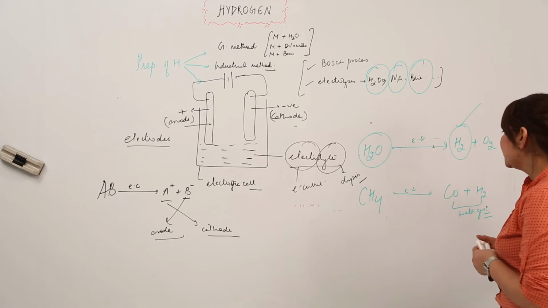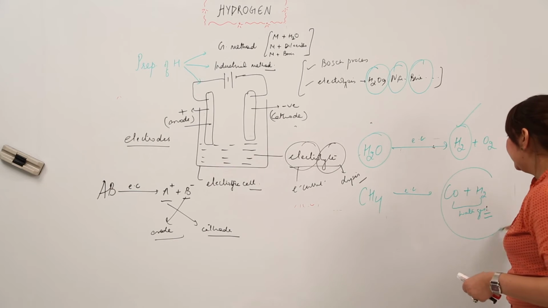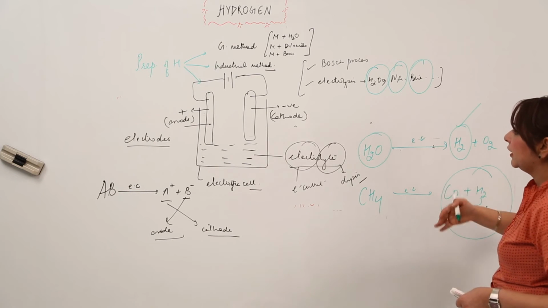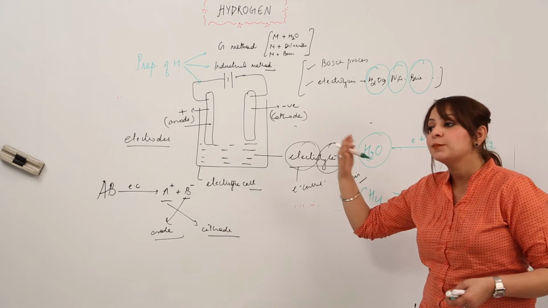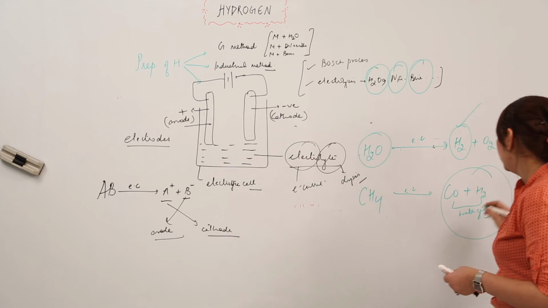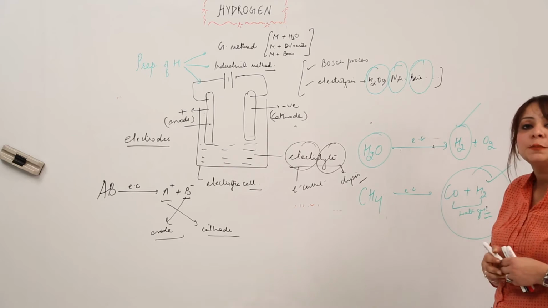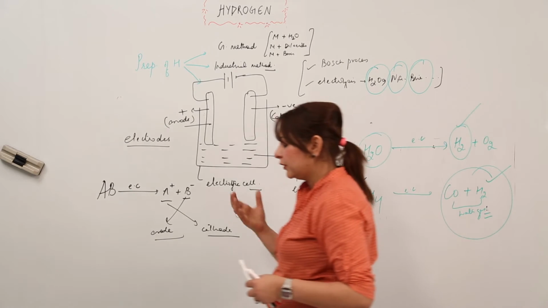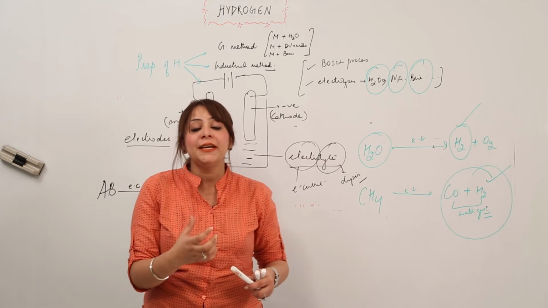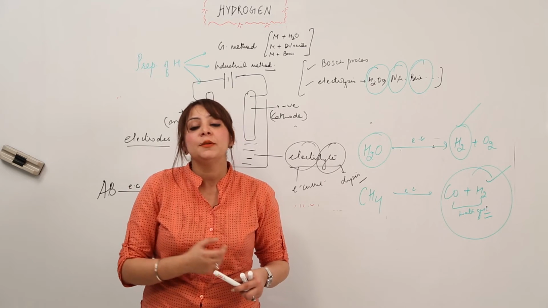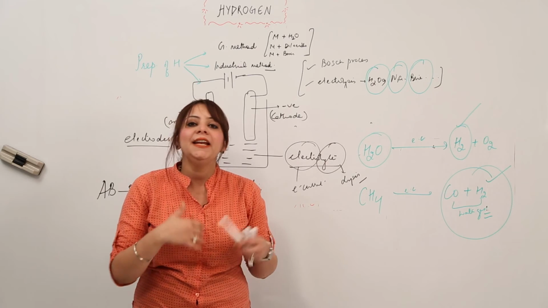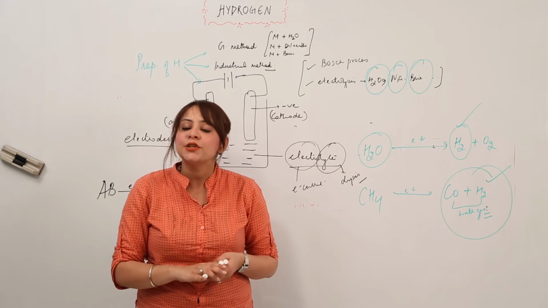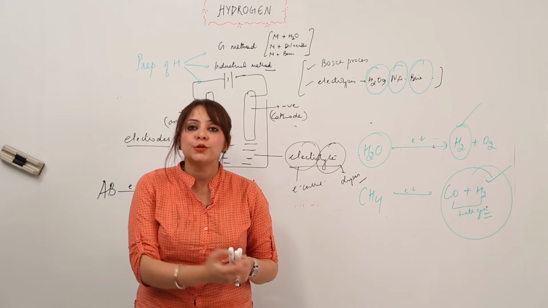So what happens to this water gas? It again follows the Bosch process, that is, the CO plus H2 mixture is passed through a larger amount of steam at 450 degrees Celsius in the presence of Fe2O3 and the catalytic promoter chromium oxide, and then it again leads to the formation of CO2 and H2, and we can separate the CO2 and CO from the mixture.